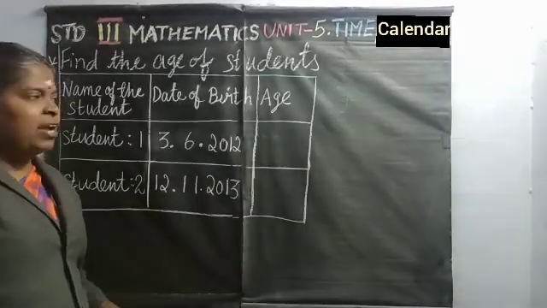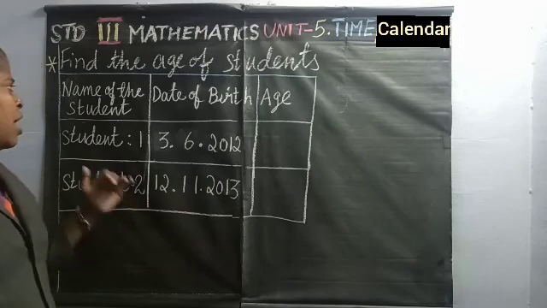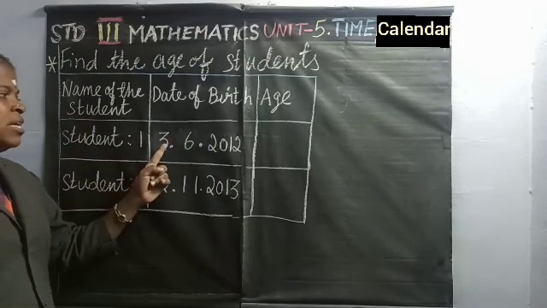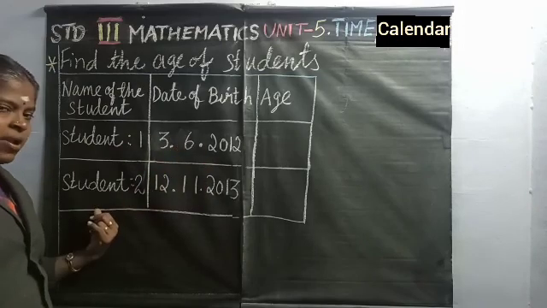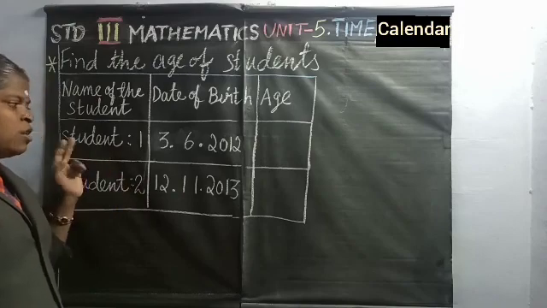Children, now we can find the age of students. I have taken two students' date of birth. One is 3/6/2012. Another one is 12/11/2013.